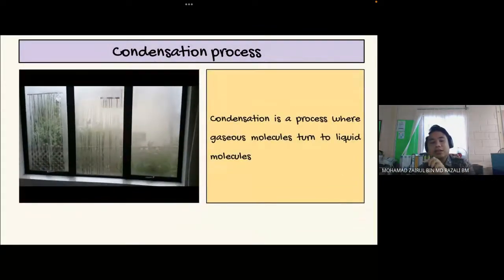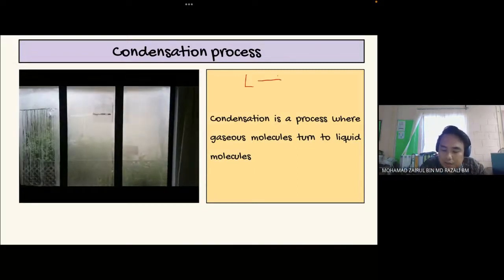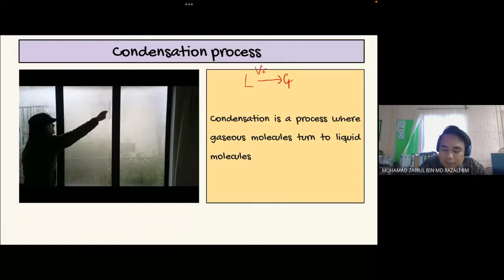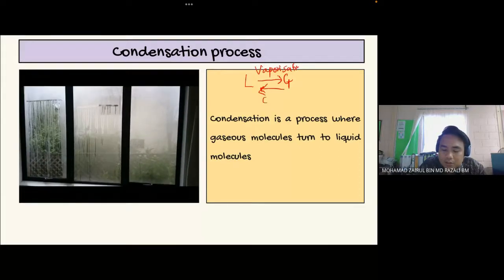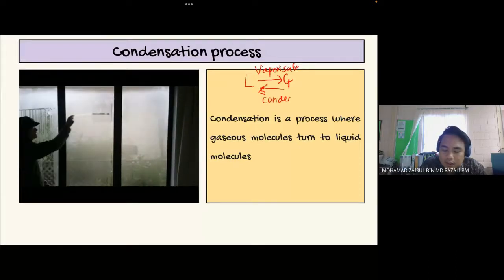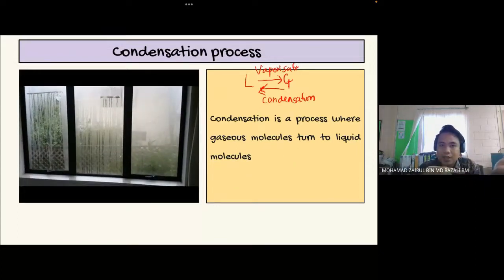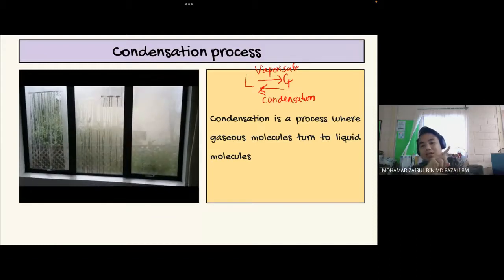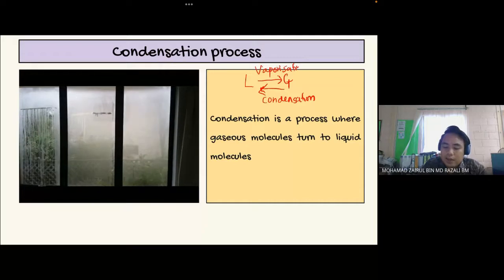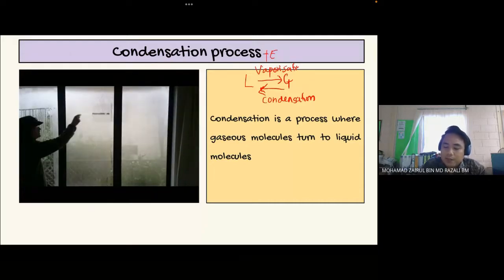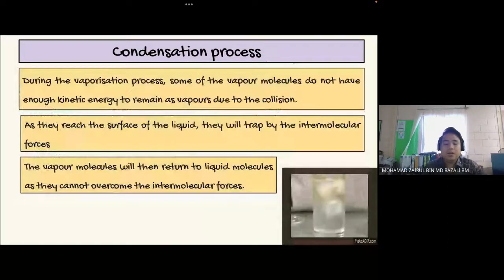Okay. Condensation process adalah opposite untuk vaporization. So maknanya tadi liquid kepada gas, kita panggil sebagai vaporization. So gas kepada liquid panggil dia sebagai condensation. So condensation process is where the gas molecules turn liquid. Tadi vaporization liquid to gas, sekarang condensation gas to liquid. So liquid to gas awak kena absorb energy. So condensation awak kena release energy. Itu beza dia.